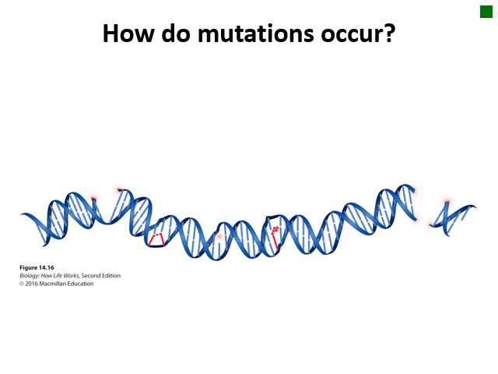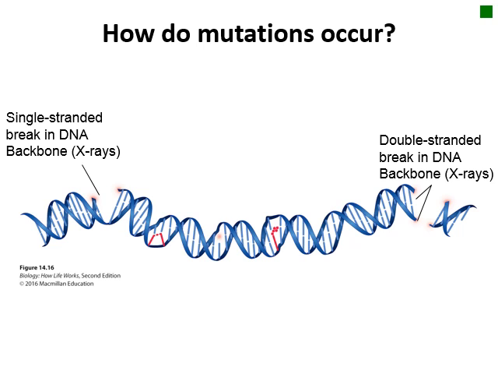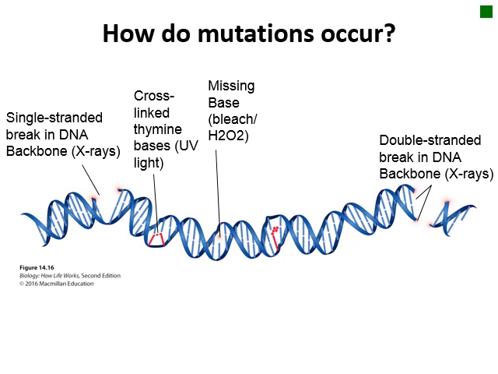Some examples of mutagens are X-rays, which can cause breaks in the sugar phosphate backbone in one or both strands, UV light, which causes thymine bases to cross-link together, preventing their base pairing with the opposite strand, bleach or hydrogen peroxide, which causes bases to be lost from DNA, and various chemicals such as those found in cigarette smoke, which can add bulky side groups to the bases, resulting in improper base pairing.